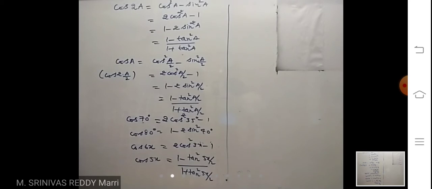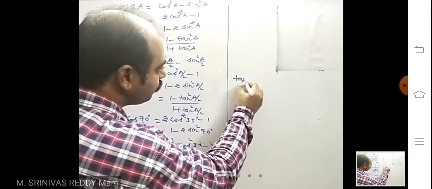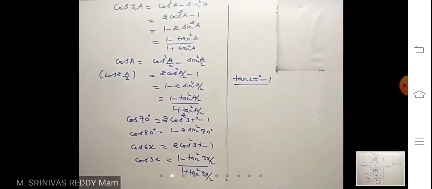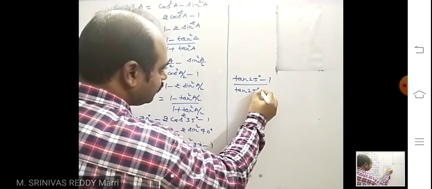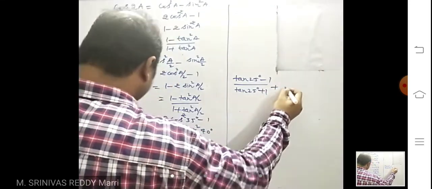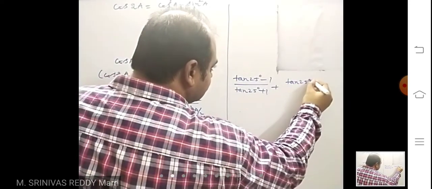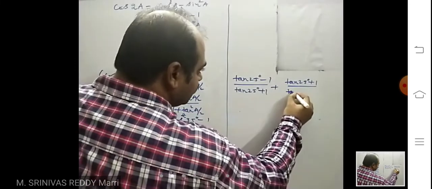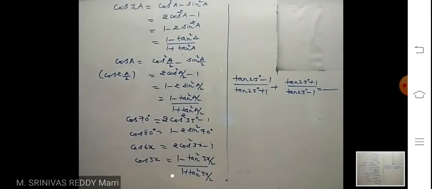Look at one example: tan 25 degree minus 1 divided by tan 25 degree plus 1, plus, follow the basics carefully, tan 25 degree plus 1 divided by tan 25 degree minus 1, equals dash. You have to simplify that expression.